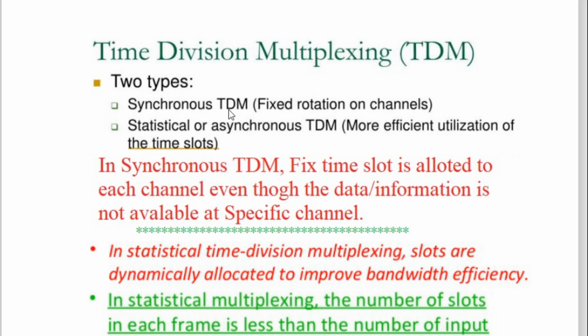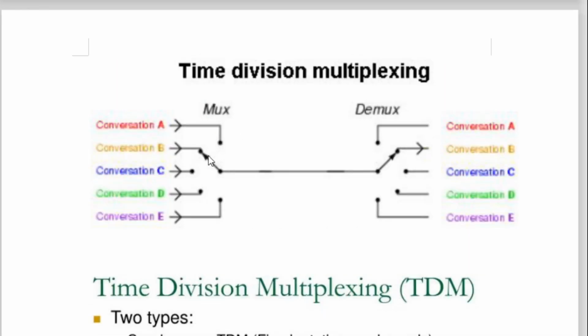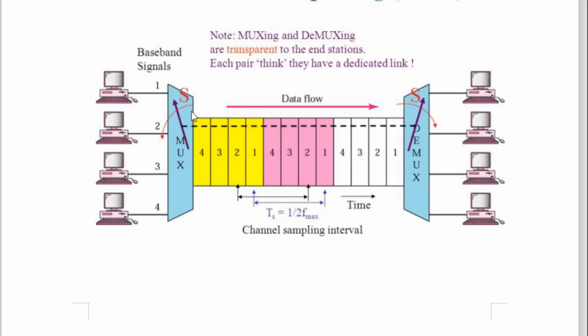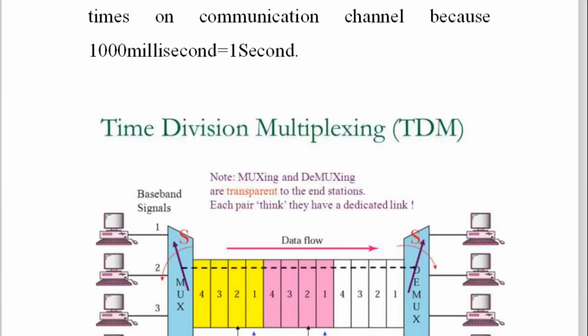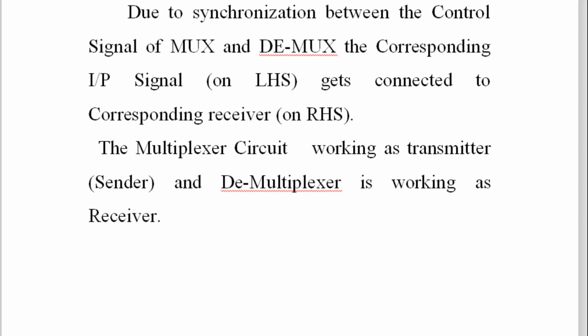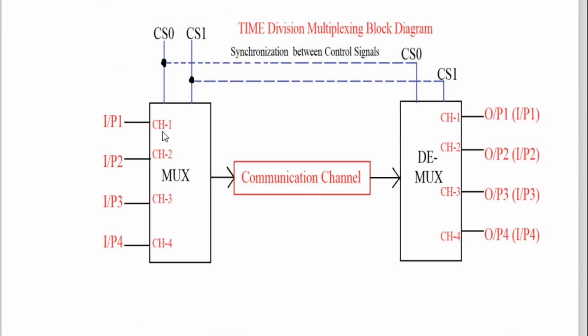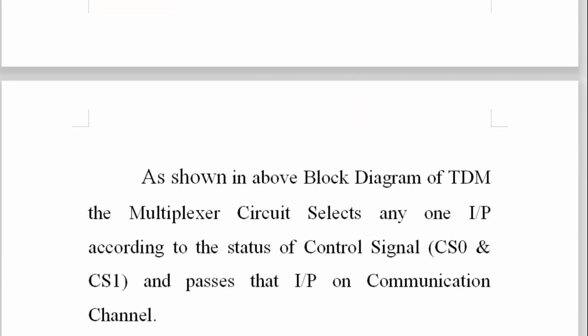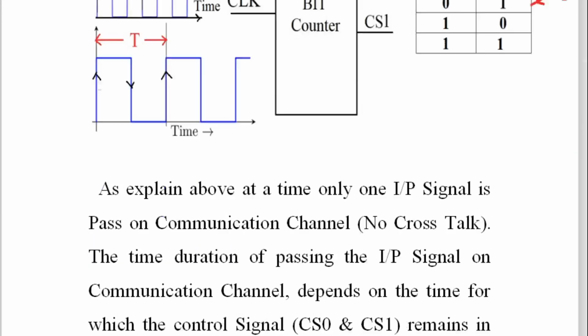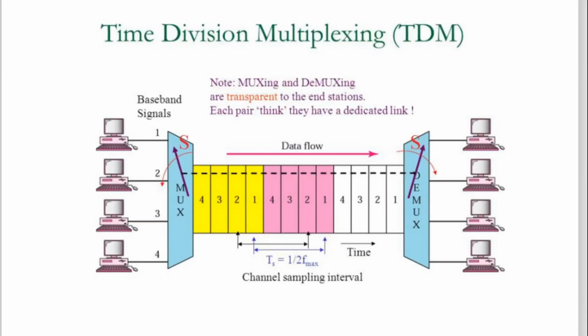In synchronous time division multiplexing, there is a fixed rotation on channel. Fixed rotation on channel here, and here also fixed rotation on channel is there. And in case of earlier whatever we studied, in that case also there is a fixed rotation of channel. Means 0, 0, 0, 1, 1, 1, 1, 0 and 1, 1. So in this way there is a fixed rotation on channel in case of synchronous.